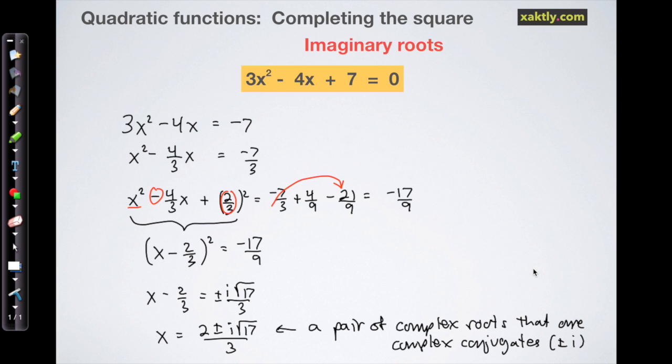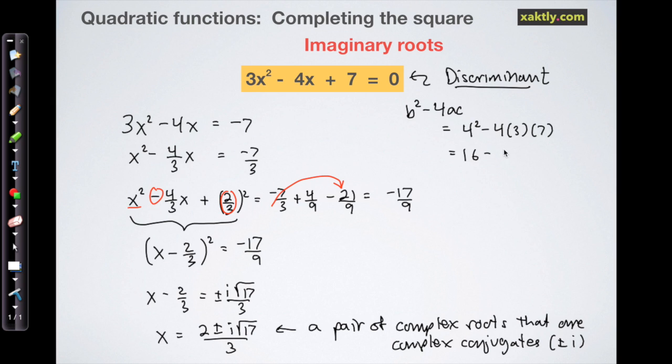Okay, let's just do one more thing while we're here. Remember, we've talked before about the discriminant. The discriminant is just the part in the quadratic formula underneath the radical. It's b squared minus 4ac. And we could have used it in this problem to determine whether the thing has imaginary roots or not from the beginning. And so b squared minus 4ac in this case turns out to be 16 minus 4 times 21, which is certainly less than 0.